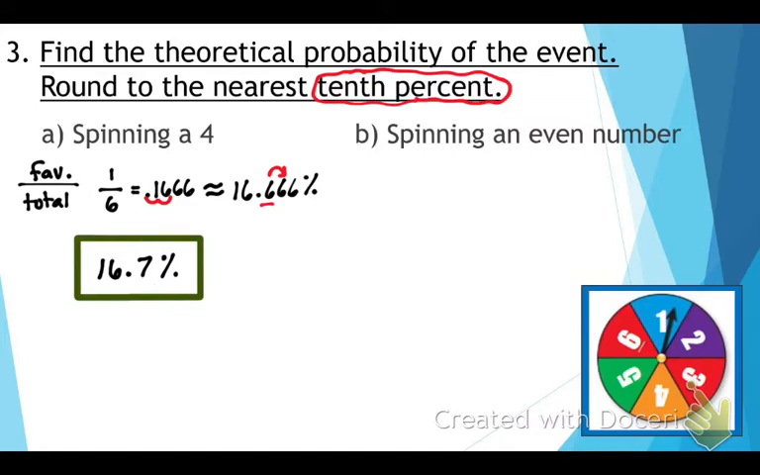All right, how many of you would say you and your partner got that on your own? All right, let's look at the next one. Spinning an even number. Guys, remind me again, what is the formula for theoretical probability?